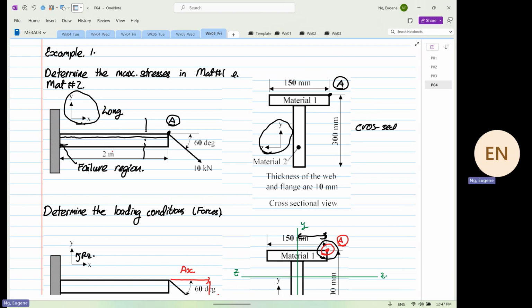Because bending moment is the highest at that point. That's the only reason. Because bending moment is highest over here, you have an axial distance and 2 meters is the longest distance. That is where failure will occur. Okay, and always a fact.